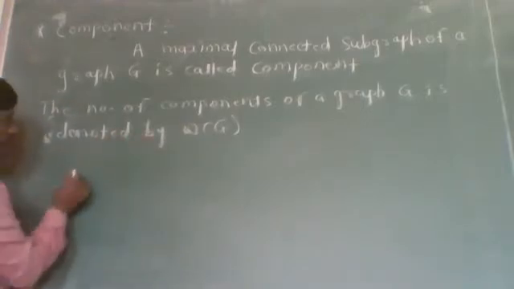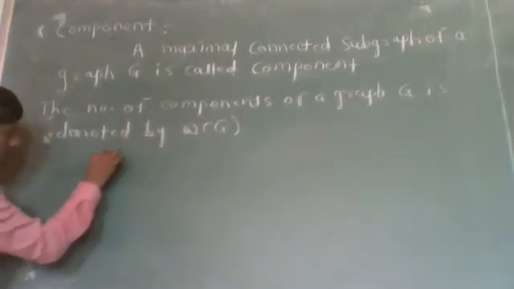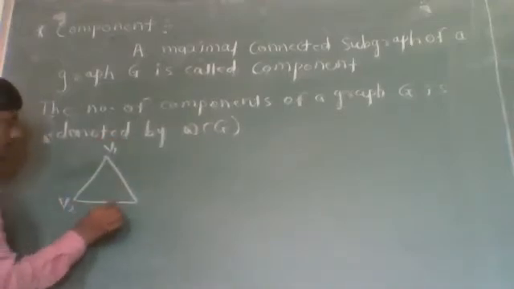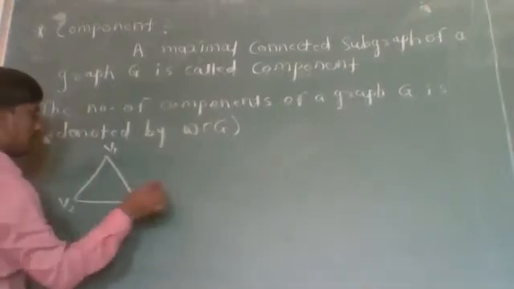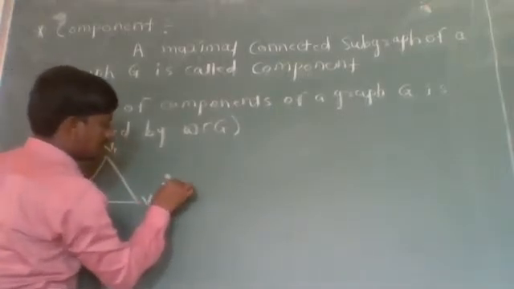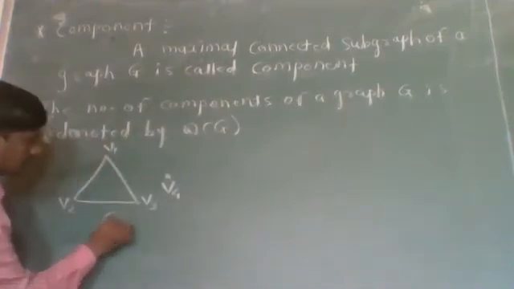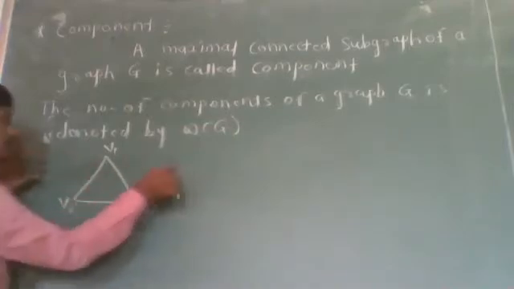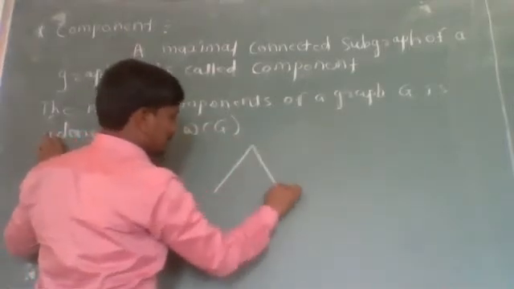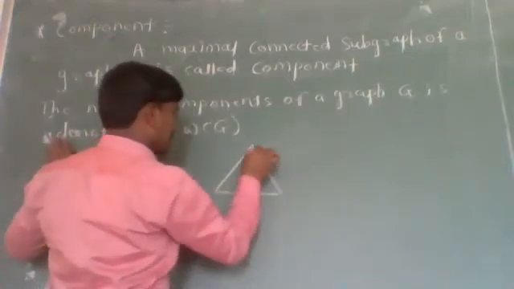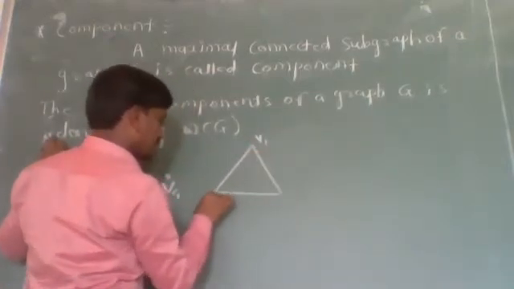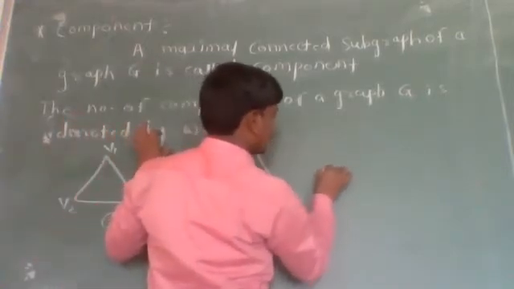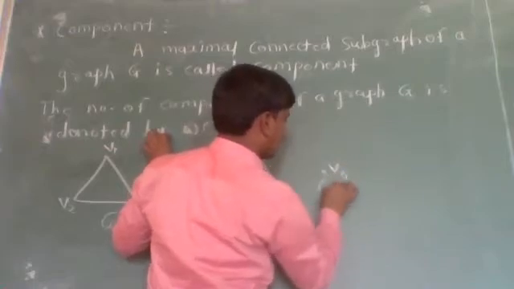Suppose G is a graph with vertices B1, B2, B3, and so on. This is the graph G. Now we have to find the number of components of the graph G. Here, this one is a maximal connected subgraph of the graph G. This one is the graph G1, and this is the graph G2.